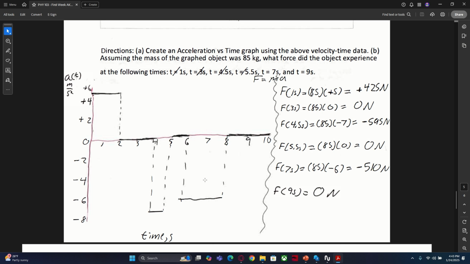At 7 seconds, it could have been 6.9, it could have been 7.3, but what matters is at time equals 7 seconds, our acceleration is negative 6. So 85 times negative 6 gets us negative 510 newtons. And lastly, at 9 seconds, well, the acceleration is again 0, so the force is going to equal 0 newtons.